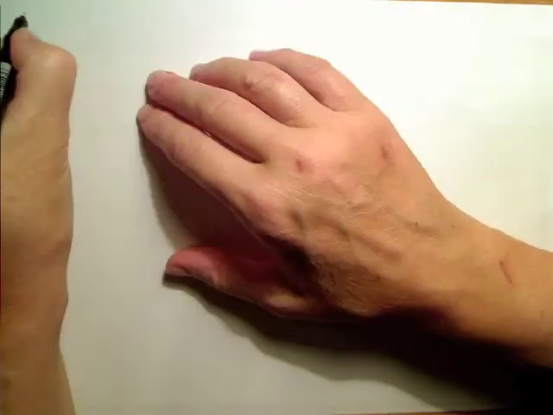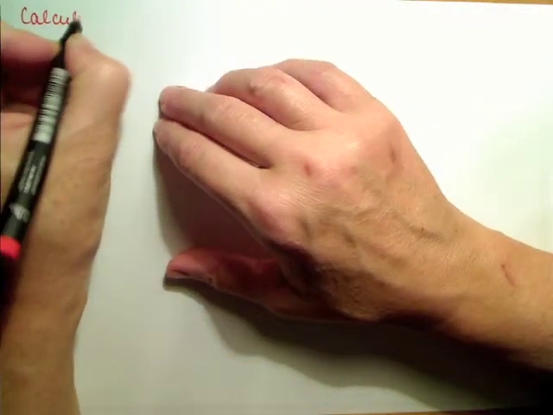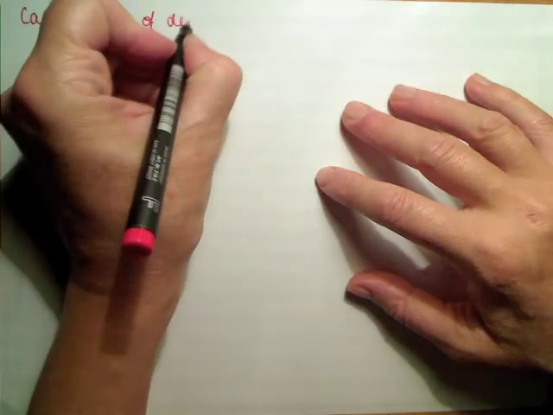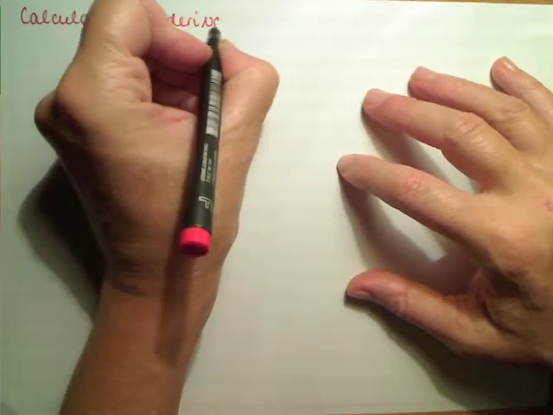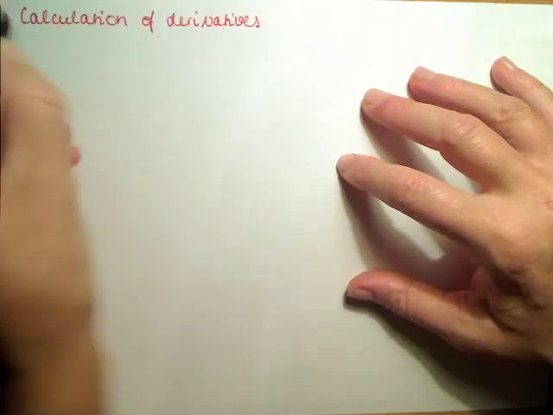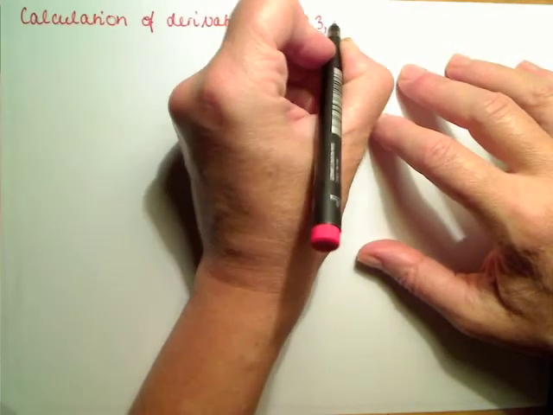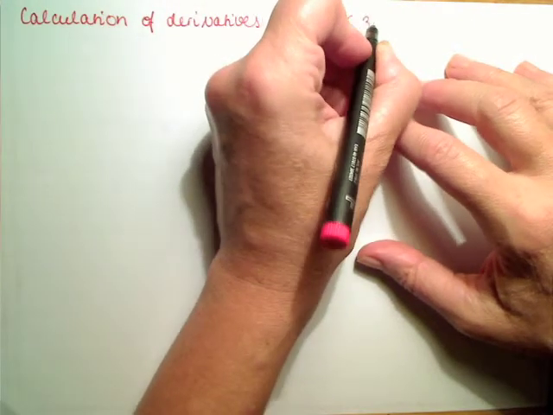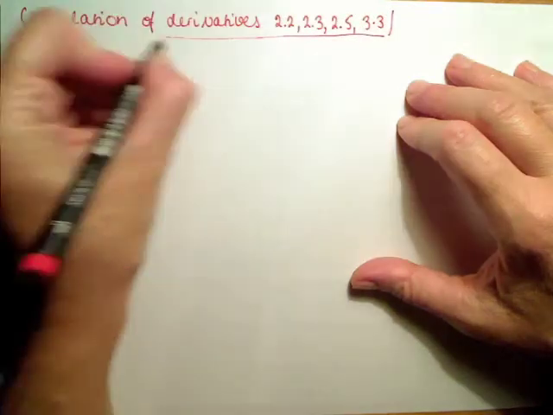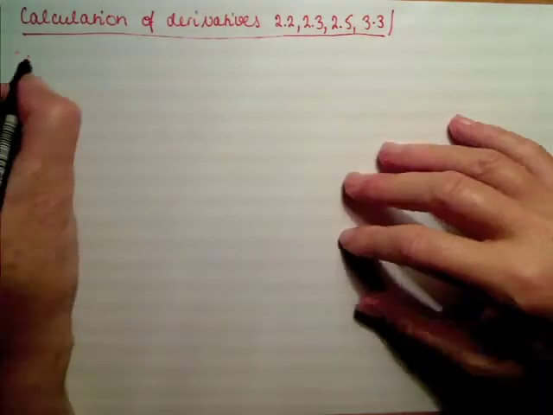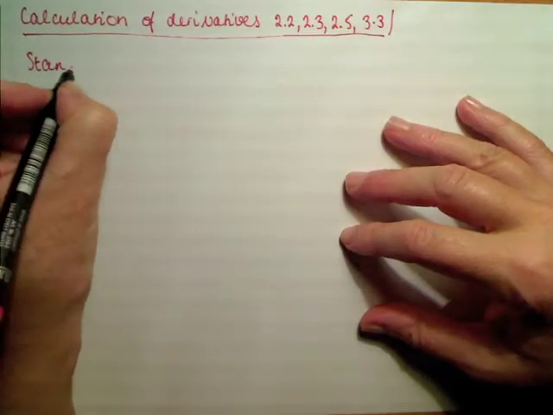Okay, next we'll spend some videos on the calculations of derivatives. And I will first give you a standard list of derivatives. Now, all this material can be found in sections 2.2, 2.3, 2.5 and 3.3. A whole bunch of scattered results. So, okay, we start with the standard derivatives.